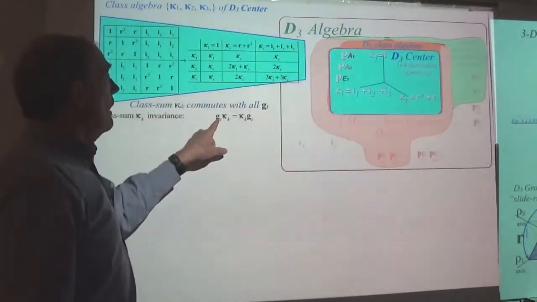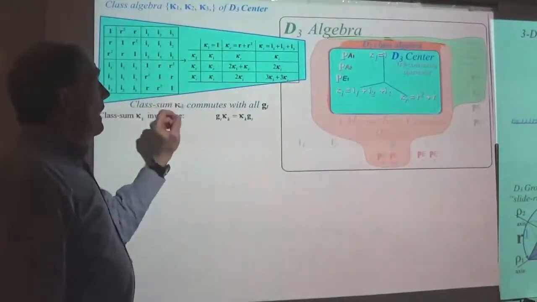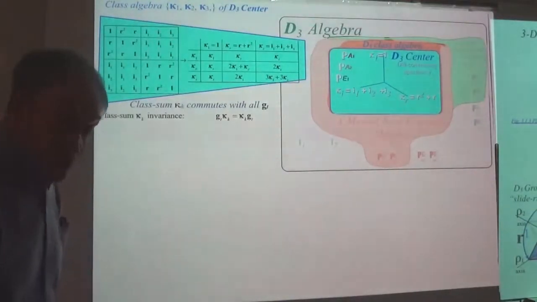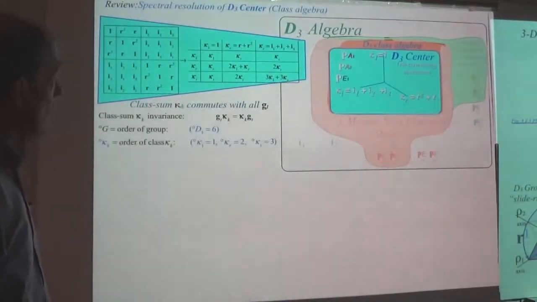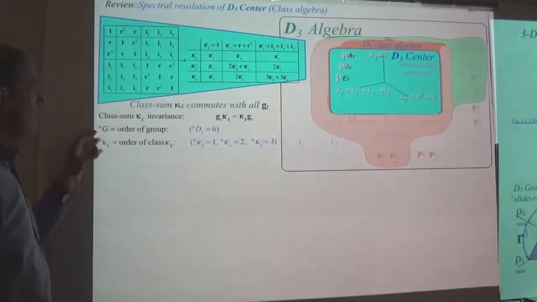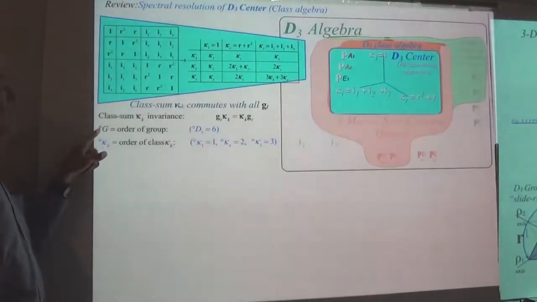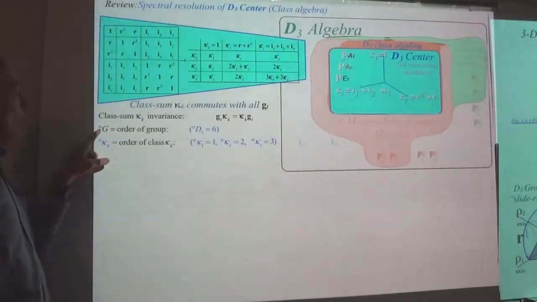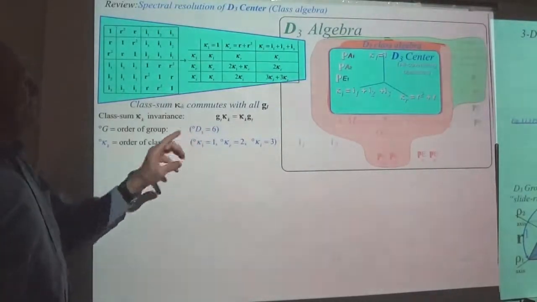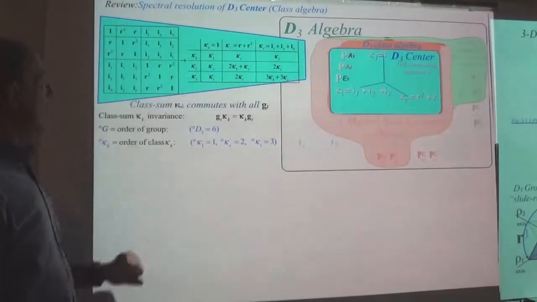Or for any group operator, it will commute with any of the classes. So that's what we have to work with right here. Some very old stuff and some kind of old notation. I've only seen this in one place, and I use it all the time. Whenever I want to count the number of elements of something, I put order as a degree symbol on the left-hand upper side there. So the order of this group is 6, okay? 1, 2, 3, 4, 5, 6, okay?